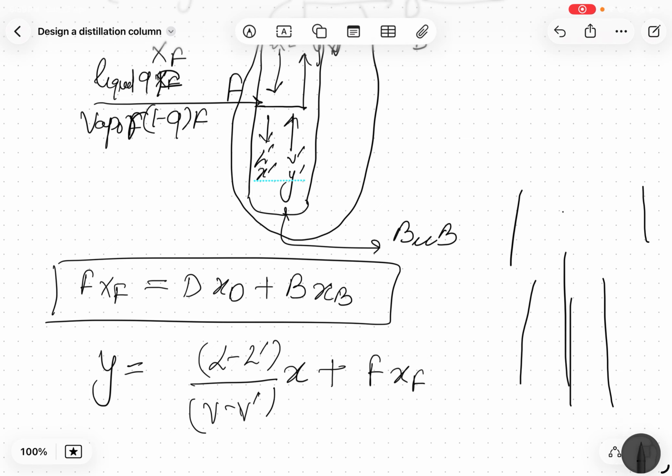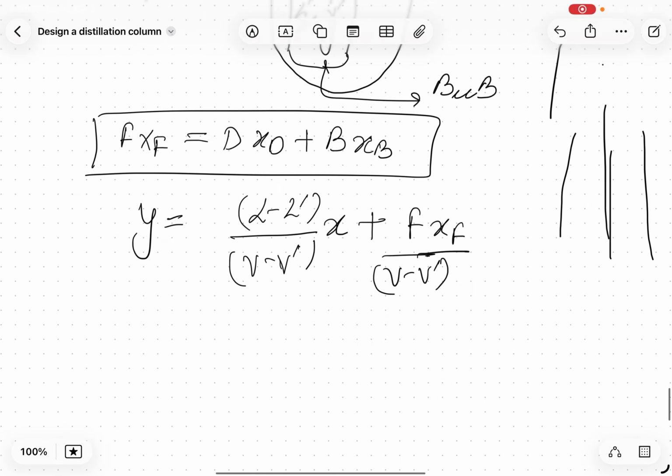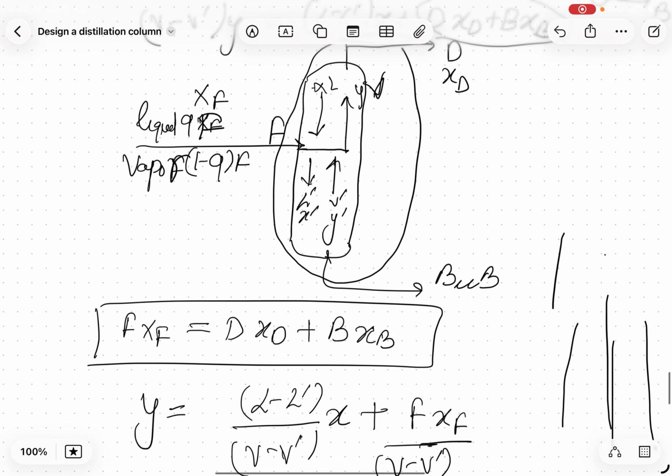If you look at it closely, L minus L dash, what is the difference in L minus L dash? It will also be V minus V dash. This is how it can be arranged. Now if you look carefully, what is L minus L dash? L is the liquid that is coming, L dash is the liquid that is going.